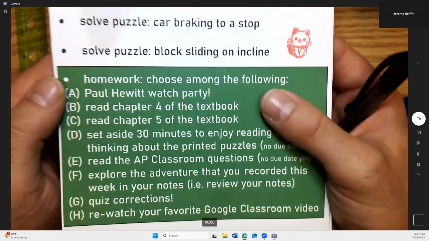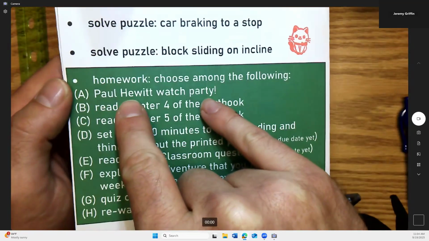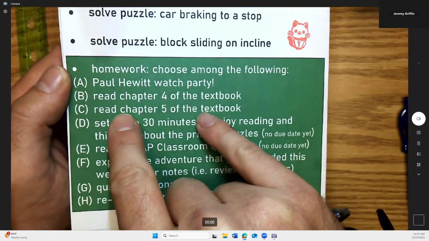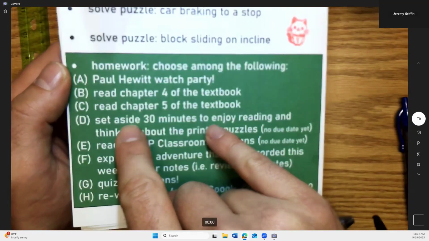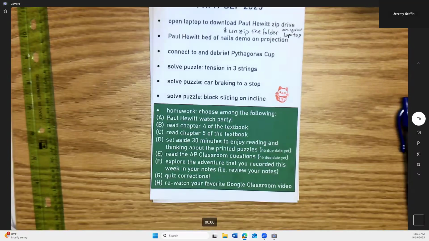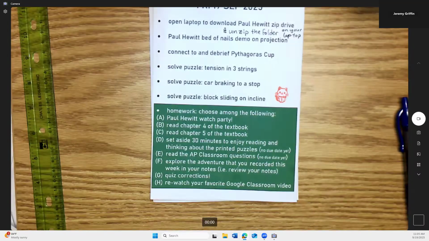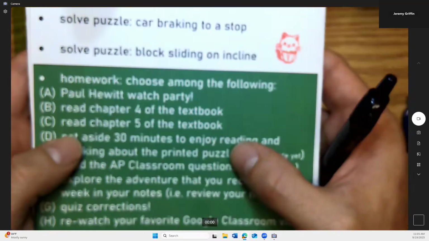So I'm about to have you guys download some Paul Hewitt files. You could have a Paul Hewitt watch party. Oh yeah, Paul Hewitt watch party. You could read chapters from the book. I've scanned and uploaded those chapters, or my honors class has the textbook online anyway. You could set aside 30 minutes to enjoy reading and thinking about the printed puzzles. I did put these puzzles in your hand, so you can read these and start thinking about them. You might be able to solve some of them, probably not all of them, right? What else could you do?